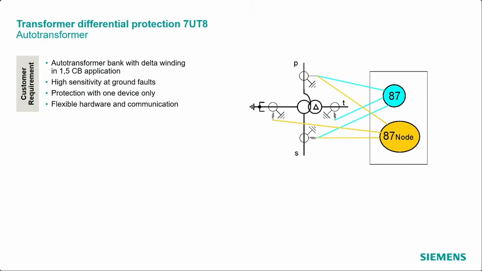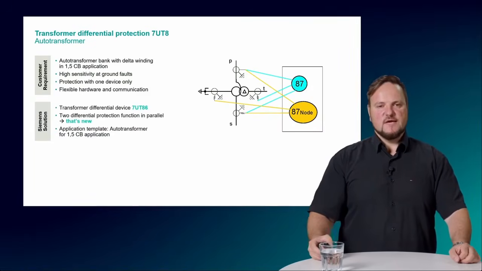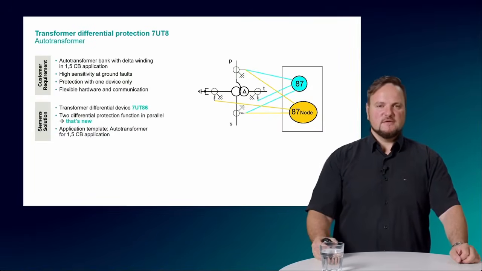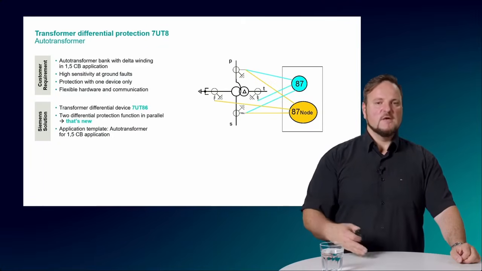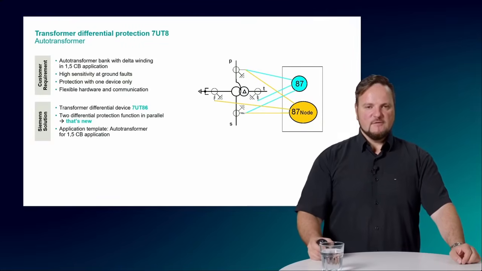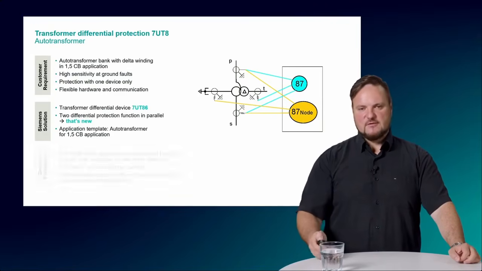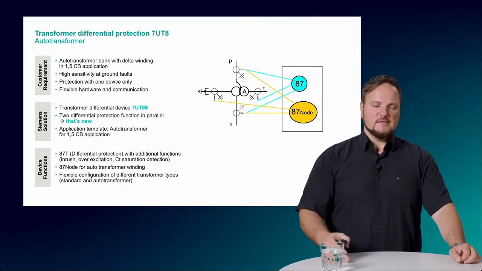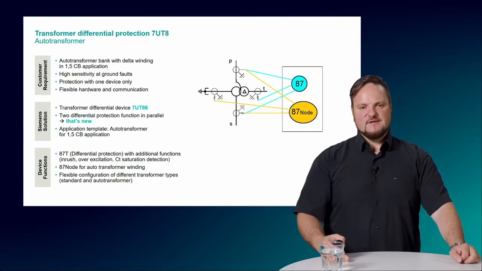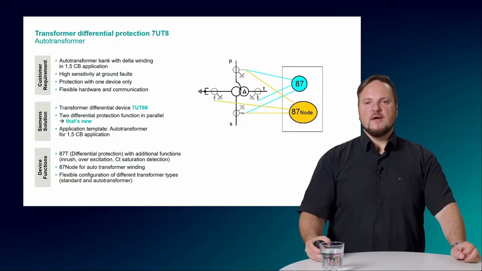So we have 2 times differential protection in one device here, and therefore we have to select minimum the 7UT86, and this is clear. This was new, because in the SIPROTEC 4 world it was not possible to have 2 times differential protection independently in one device. Therefore we also have an application template available. You select this application template and start your parameterization. Now, beside the power transformer, we need the auto transformer, and of course for the auto transformer we also have function groups.